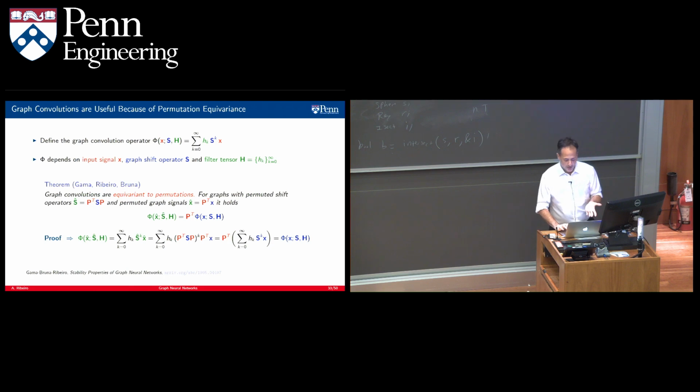Now, what is the property that graph convolutions have that is important? Well, the property that they have that is important is the equivariance to permutations. What do I mean by equivariance to permutations? Well, suppose here that you have this graph convolution, right? It depends on the tensor, the graph, and the input signal.